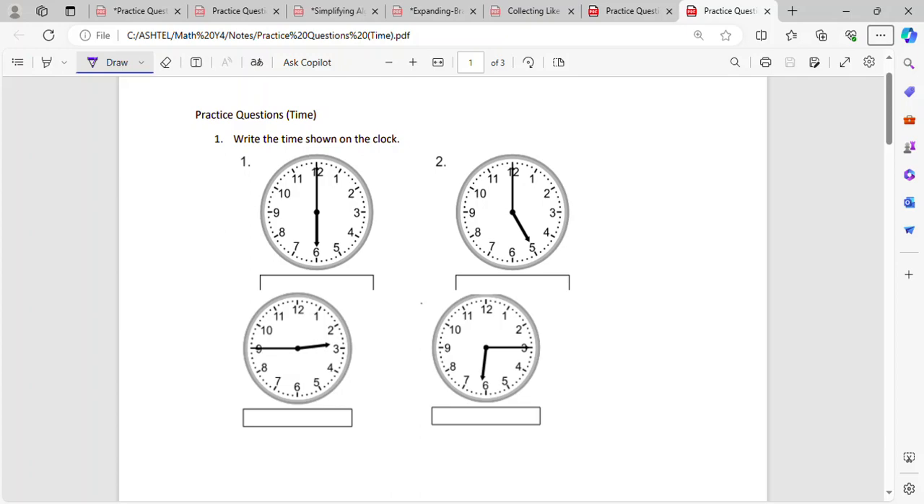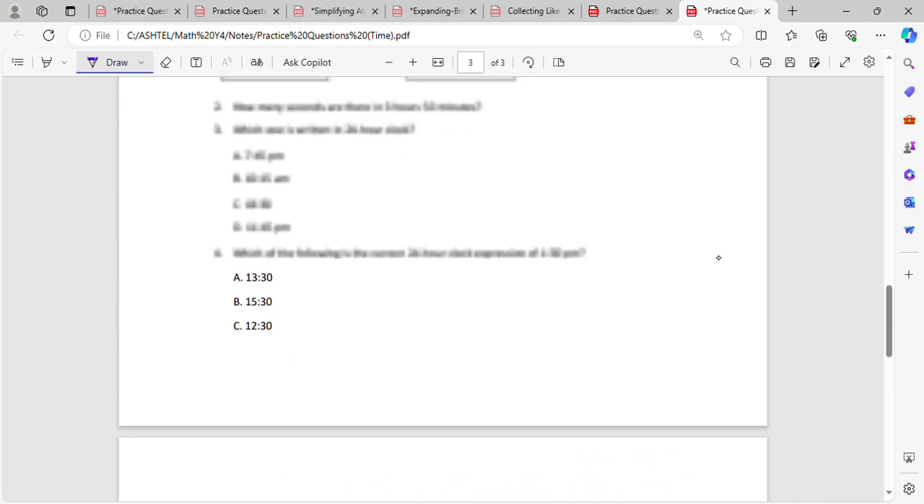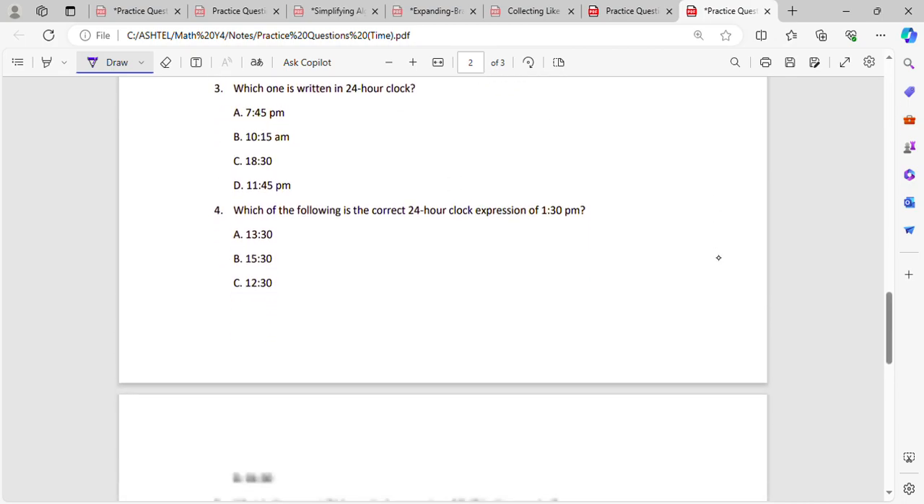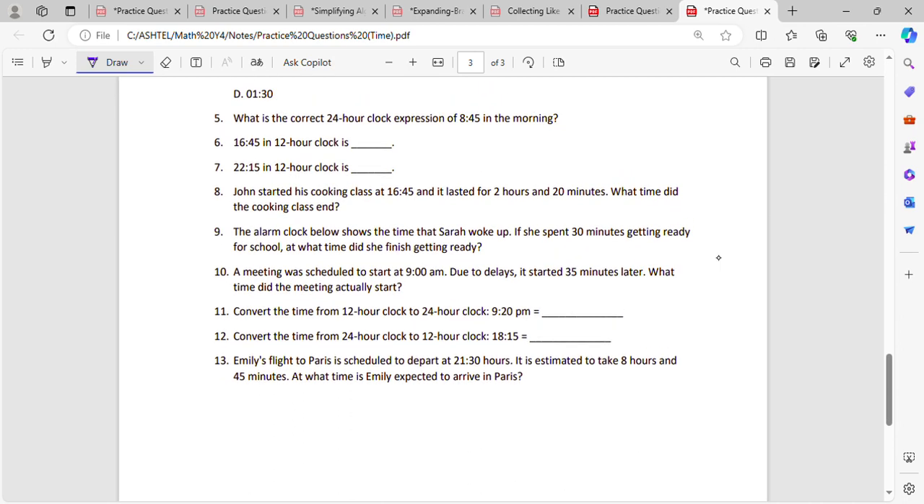Hello. Alright, for now I would like to discuss the practice questions in the open learning that I have uploaded. If you go to the questions at the bottom, I would like to discuss some word problems that will be in your exam. So for this one, let's check out question 8.